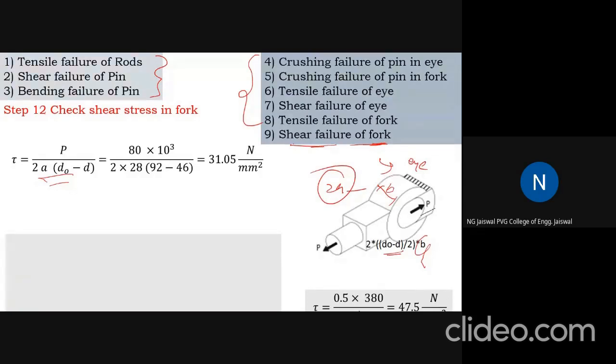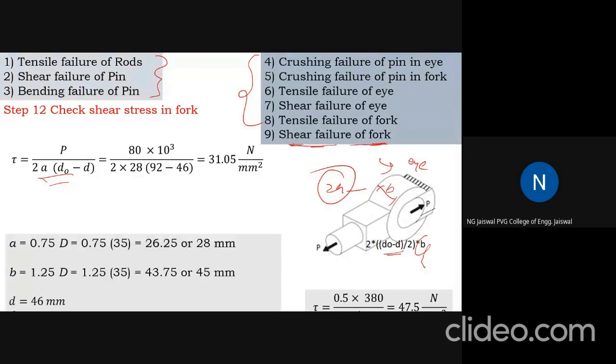So therefore, the last step is to check the shear stress in the fork, and as I told you, with the replacement of D by 2A, P upon 2A into DO minus D, putting in all the appropriate values, we get 31.05. This should be less than the permissible value. And permissible is this one, 47.5 Newton per meter square, and it is less than permissible. That is why this will also not fail.